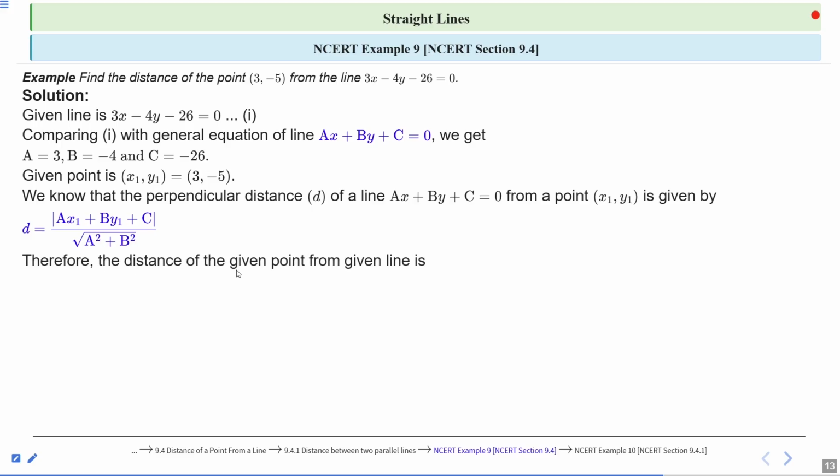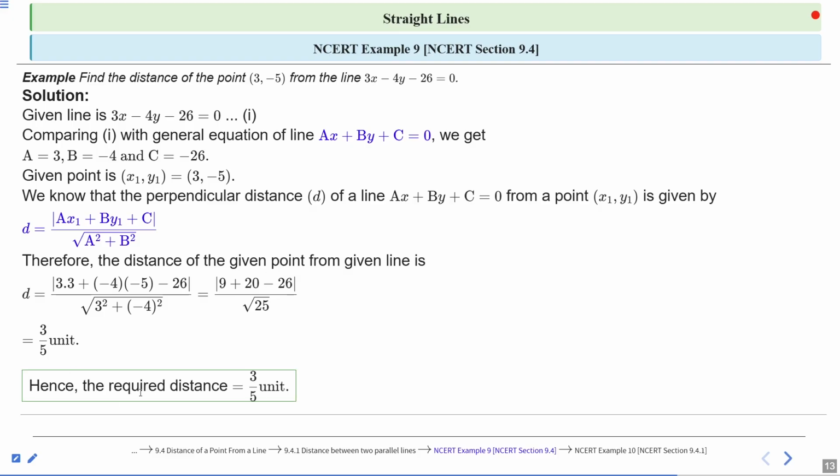Therefore, the distance of the given point from the given line is d = |3 × 3 + (-4) × (-5) - 26| divided by the square root of 3 squared plus (-4) whole squared. Now calculate it. If we calculate it, we obtain d = 3/5 unit. So the distance of the given point from the given line is 3/5 unit. Hence the required distance is 3/5 unit.